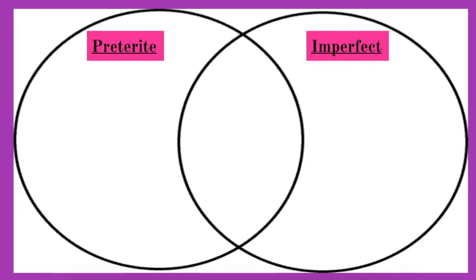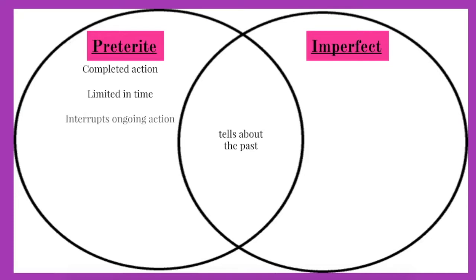Let's talk a little bit about the differences between the preterite tense and the imperfect tense. Now you know that both of these tenses are used to tell about the past. Let's review the preterite tense first. In Units 8 and 9, we learned that we can use the preterite tense when we're talking about a completed action in the past. The preterite tense is describing something that was limited in time. And the preterite tense can be used when something interrupts an ongoing action.